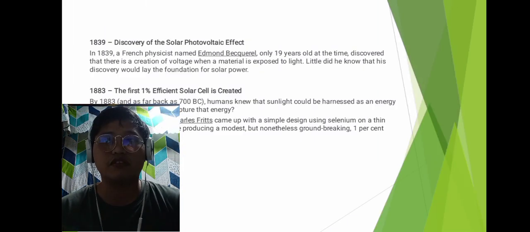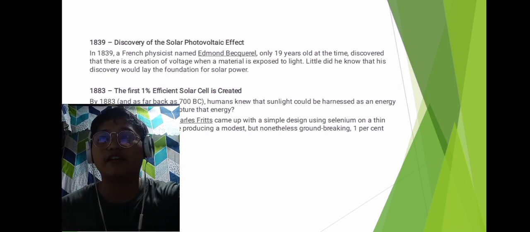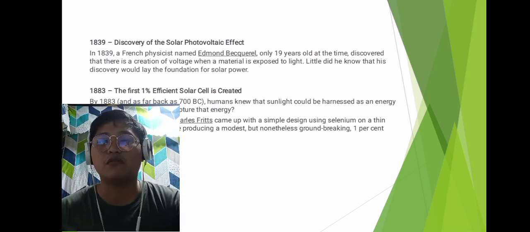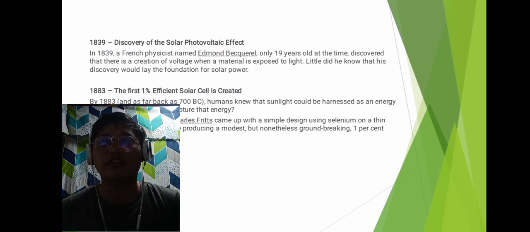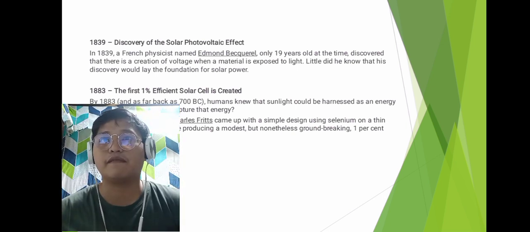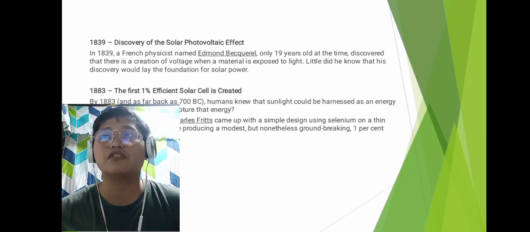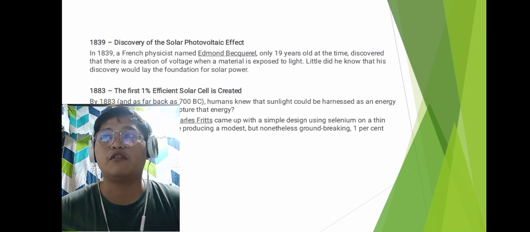We also have the history of the solar photovoltaic effect. First, around 1839, was the discovery of the solar photovoltaic effect by a French physicist named Edmond Becquerel, only 19 years old at the time, who discovered that there is a creation of voltage when a material is exposed to light. Little did he know that his discovery would lay the foundation of solar power. And in 1883, the first 1% efficient solar cell was created.